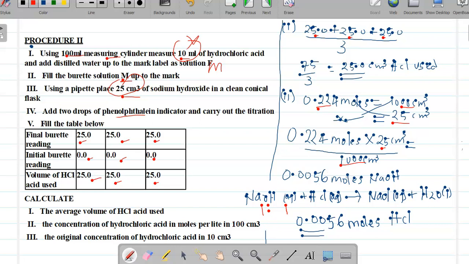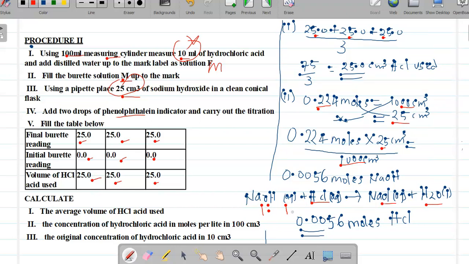Still you don't have the number of moles of the acid. The reason we are looking at the number of moles of the acid is that we want to use it to lead us into the molarity of the acid. When you get the number of moles of the base, the next step is to write an equation: sodium hydroxide plus hydrochloric acid gives sodium chloride plus water.